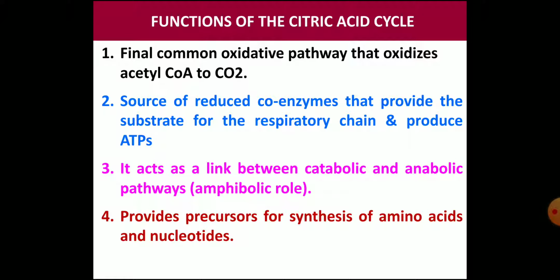It acts as a link between the catabolic and the anabolic pathways. That is why it is called the amphibolic pathway. It has both the anabolic pathway, that is synthesis, and the catabolic, that is degradation of the various substrates finally into carbon dioxide and water. Then it provides the precursors for the synthesis of certain amino acids and also nucleotides. Examples: non-essential amino acids can be synthesized from the intermediates of the TCA cycle, and similarly nucleotides, mainly purine and pyrimidine nucleotides.